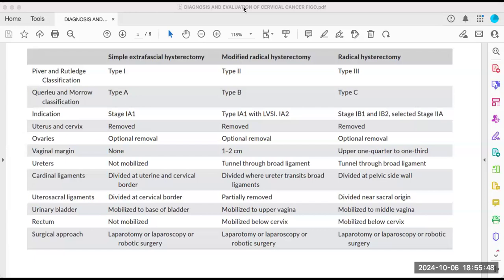For the fertility sparing option, please remember that fertility sparing option applies for 1A1, 1A2, and 1B1. Correct? As long as the lesion is less than 2 cm, we are okay to preserve the fertility, either by local conization, with or without lymphadenectomy, or with trachelectomy with lymphadenectomy, according to the stage as well, right?